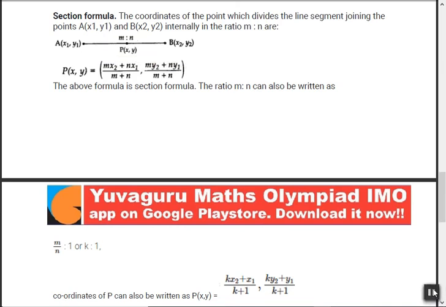Okay, so this is the section formula. The ratio m is to n can be written as m upon n is to 1, or k is to 1. Here I can write m is to n as, taking n to this side, m upon n is to 1. Some books write it m is to n, and some books write m upon n as k and call it k is to 1. It's one and the same thing.